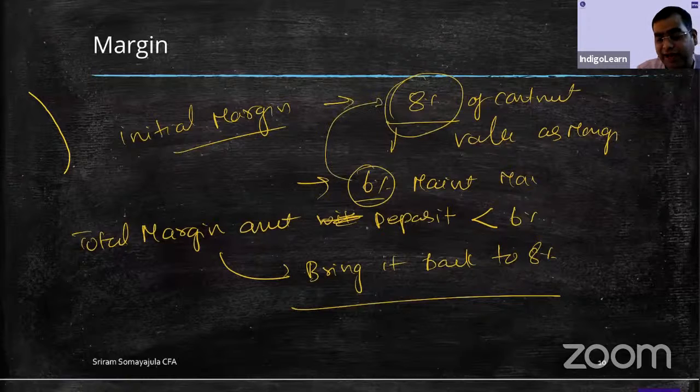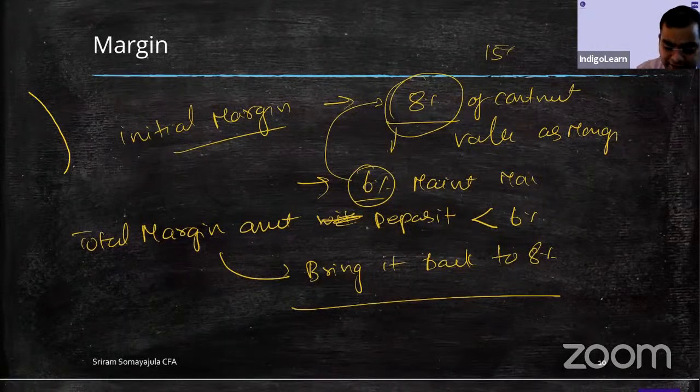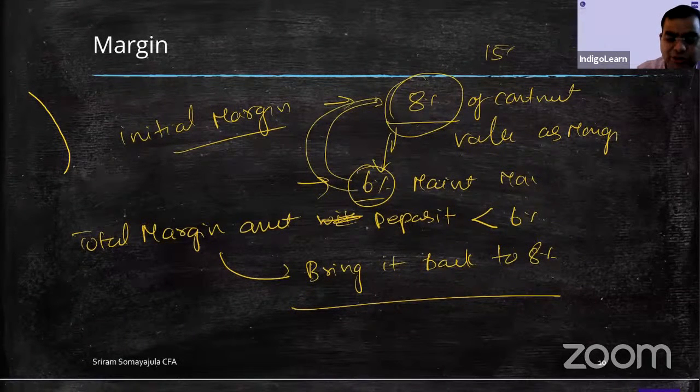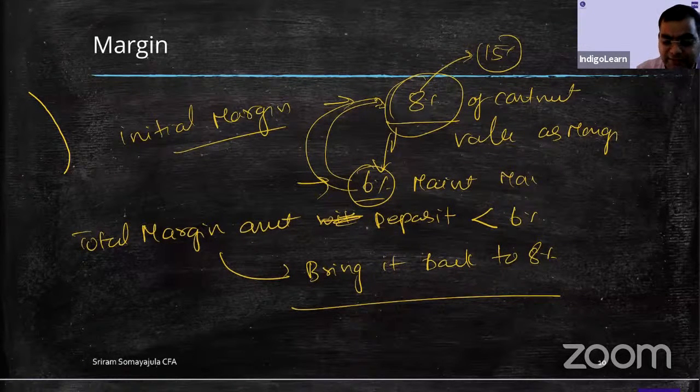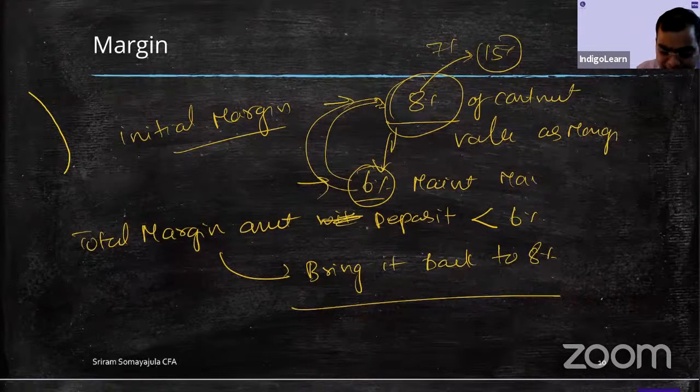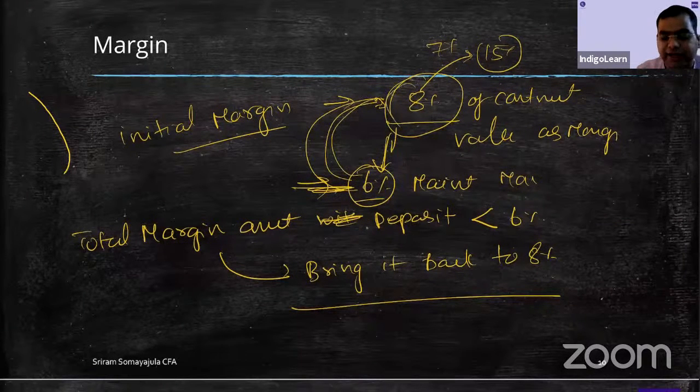Suppose the margin that you have in your account is 15%, then you're not supposed to do anything. But the moment it comes down to 6, you are supposed to bring it back to 8. If it goes up and instead of 8, it goes to 15, then you can basically take the 7% back into your bank account. That is also possible. But if it comes down to 6, you are supposed to bring it back to 8. So the minimum level is 6, and whenever it falls to 6, you have to bring it back to 8. At the start of the contract, this margin is 8.